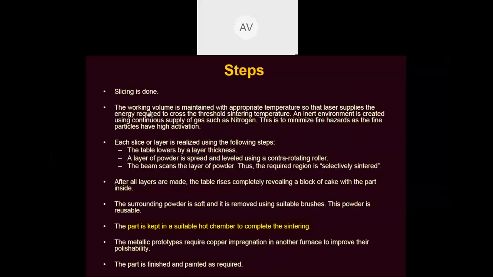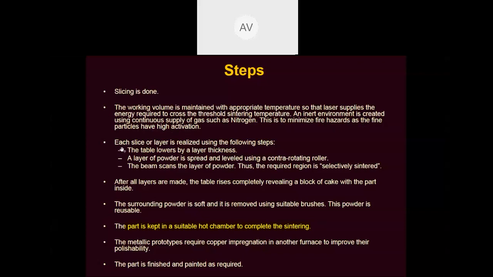So the steps are: slicing is done, and the working volume is maintained at an appropriate temperature so that the laser supplies the energy required to cross the threshold sintering temperature. The inert environment is created using a continuous supply of gas such as nitrogen. So here nitrogen is supplied to maintain the environment. This is to minimize fire hazards, as the fine particles have high activation.